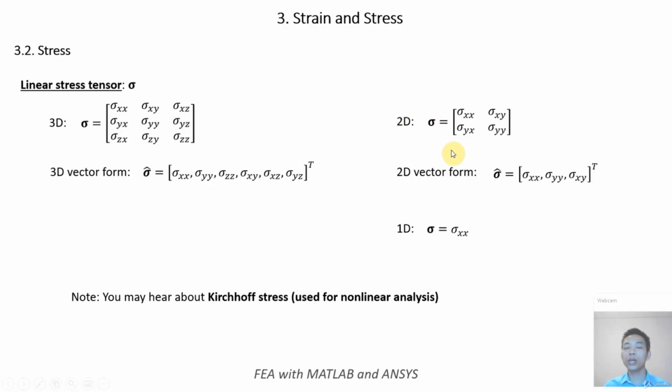In 2D, we simplify that matrix by taking only four components here, right? And the vector form includes three components, xx, yy, and xz. And in 1D, it becomes very simple, sigma equals sigma xx.